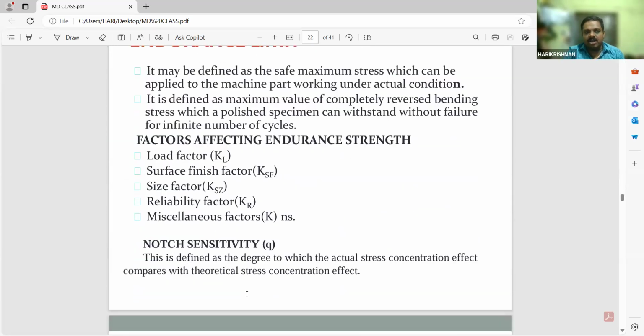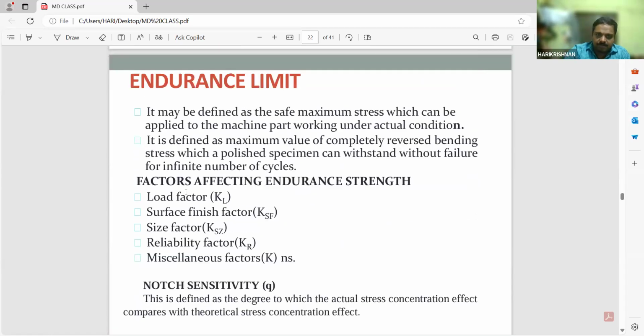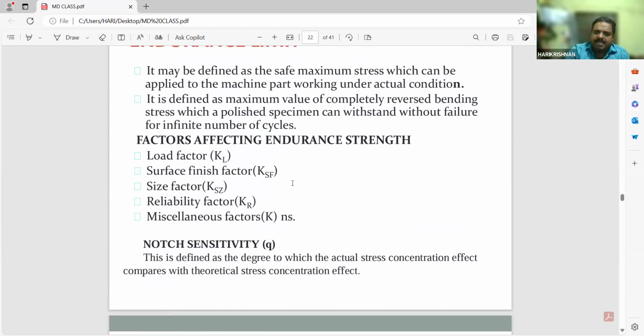Next is endurance limit. It may be defined as the safe maximum stress which can be applied to a machine part working under actual condition. If a machine is working, it will have a rating up to which load it has to be applied.